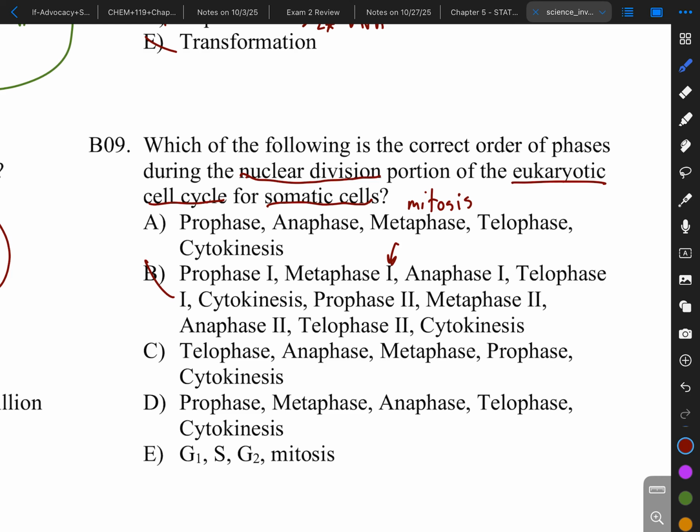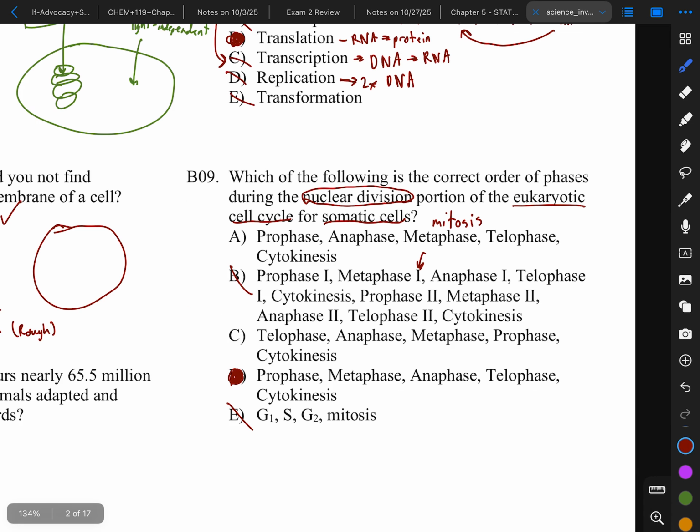Now we can also look at the fact that it's talking about nuclear division only. So we're not asked the whole cell cycle. This is only mitosis, so we can get rid of E, because E is talking about the entire cell cycle. Now it's simply memorizing the order of the phases. And for that, the answer would be D. The order of the phases goes like this: prophase, metaphase, anaphase, telophase. That's the mitosis part of the cell cycle. Technically, cytokinesis is after nuclear division. Cytokinesis is the actual splitting of the cells, but in this case, D is the best option choice here. So the answer to 9 would be D.